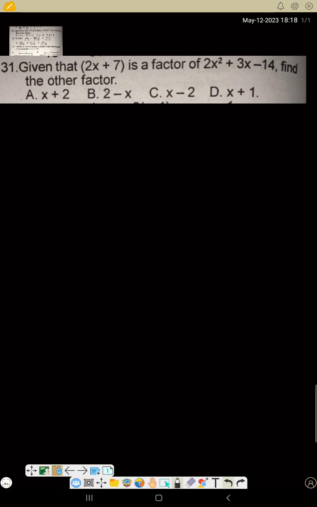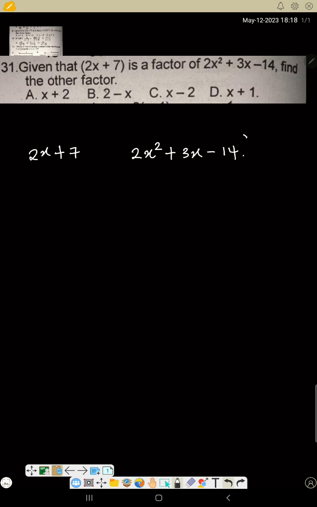So number 31. Given that 2x plus 7 is a factor of 2x squared plus 3x minus 14, find the other factor.